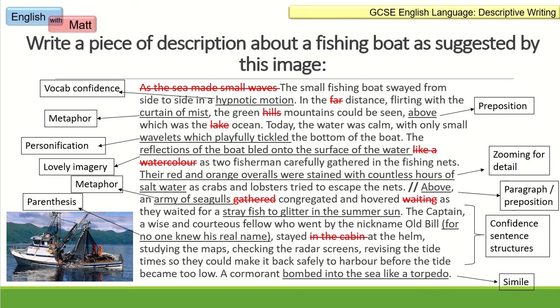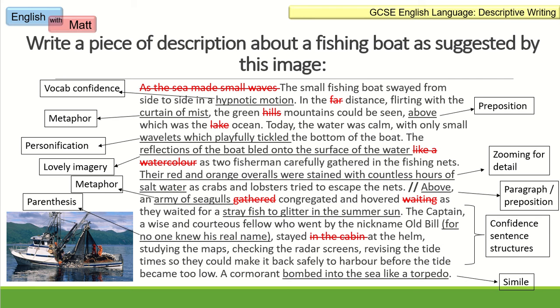You've got some personification in there. You've got some lovely imagery by zooming into particular aspects of the image. You've got some parenthesis and brackets there, which is any text you put in brackets. And there's also just a general sense that this writer is confident with sentence structures, that they're confident in terms of just writing in detail. There's a mixture of devices as well.